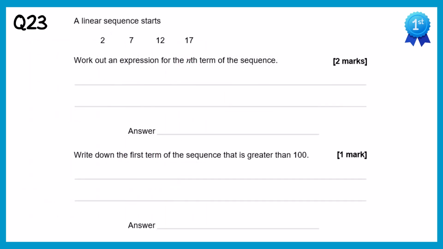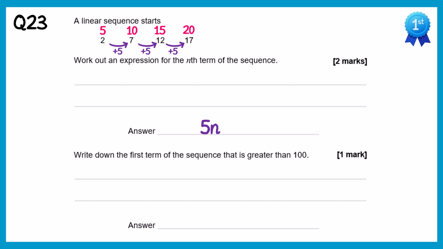In the first part of this question, we need to find the nth term of the sequence. We're going to start by finding the difference between each of the terms. For this sequence, we add 5. This means the answer must be based on the 5n sequence. The sequence for 5n is just the 5 times table, so 5, 10, 15, 20, and so on.